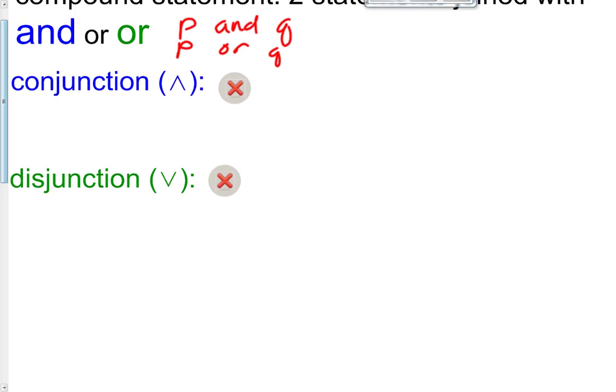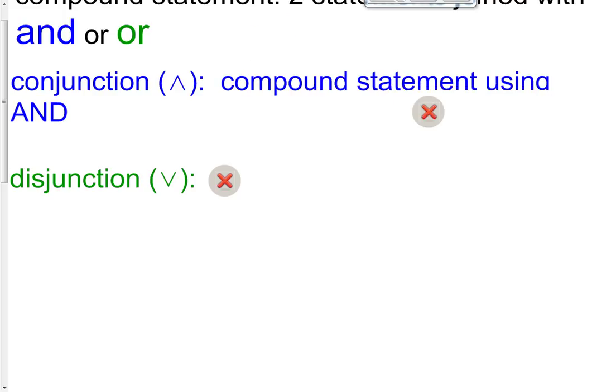So now let's define what a conjunction is. A conjunction is a compound statement using the word and. We use this symbolism here, this caret symbol. It almost looks like the letter A. If I put a horizontal line right there, the conjunction symbol almost looks like an A. So that is the and symbol. When we combine two statements with a conjunction, we put and in the middle of those two statements.